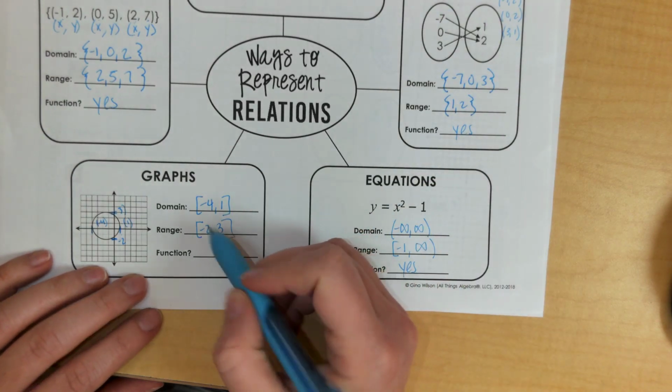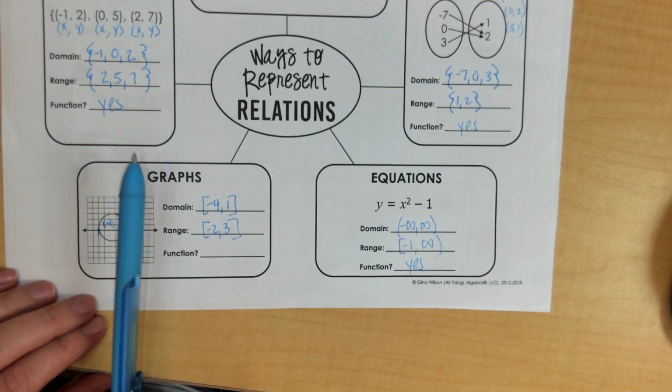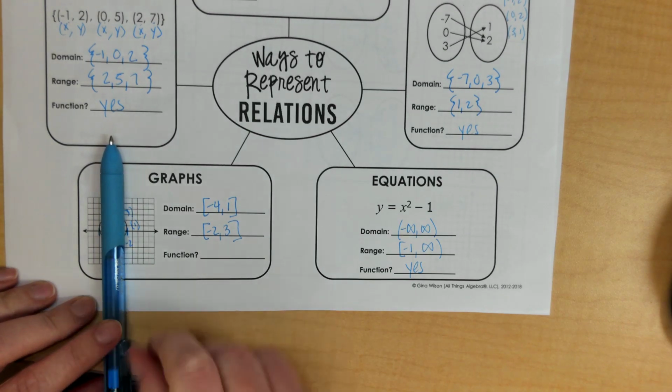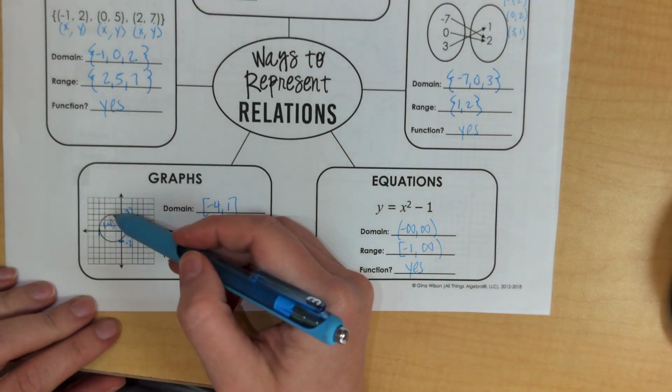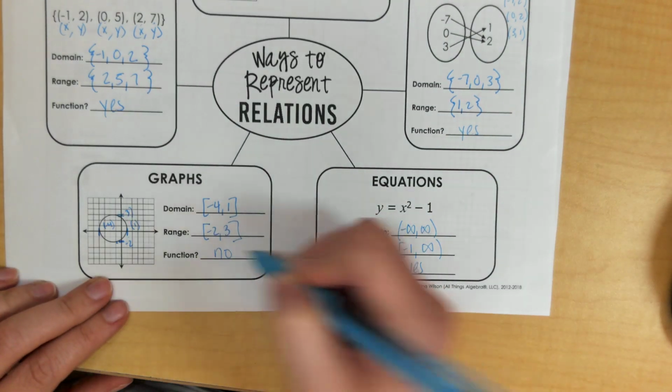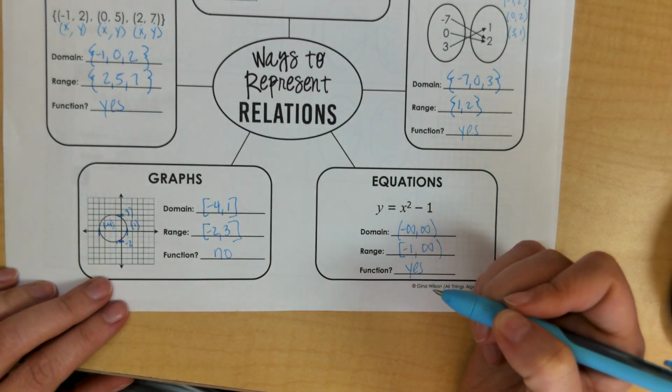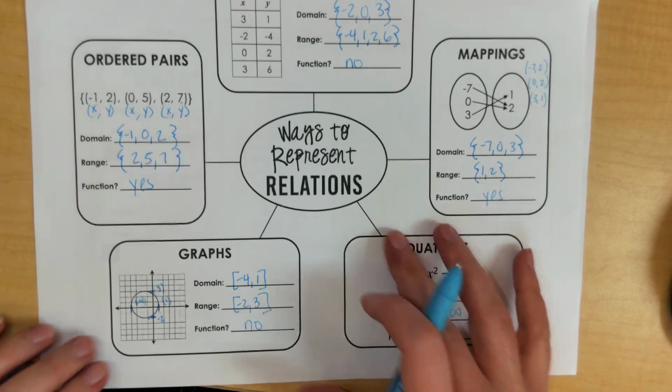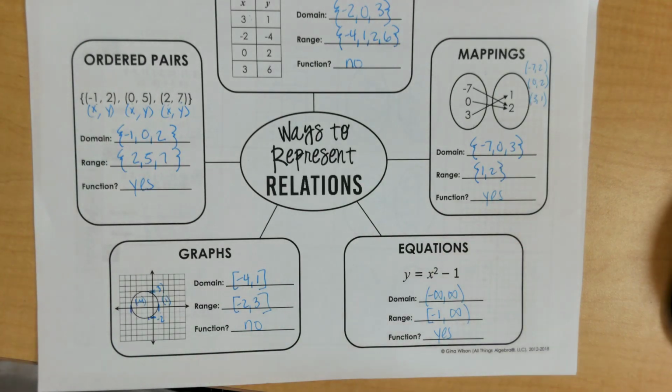Alright, and then is it a function or not? Well, vertical line test again. If I put my vertical line right there in the middle, it's going to touch here and here. It touches in two different locations, so that means that this is not a function. Okay, so again, just a brief overview. We will dig deeper into this.